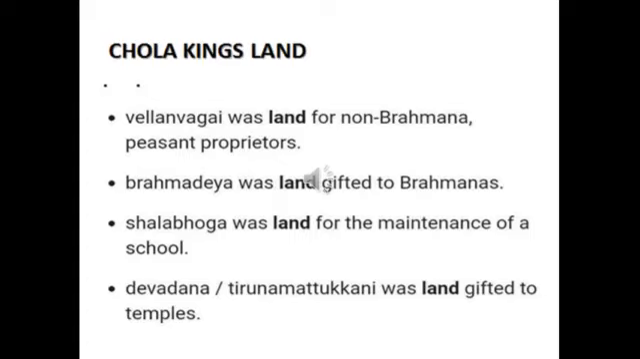Then Shalabhoga, the land for the maintenance of schools. In order to maintain the school, they gave the land called Shalabhoga. Then Devadana, the land gifted to temples. Apart from that, they also donated land to Jaina institutions. For Jainism, they also gave some land, and those lands were called Pallichchandam.